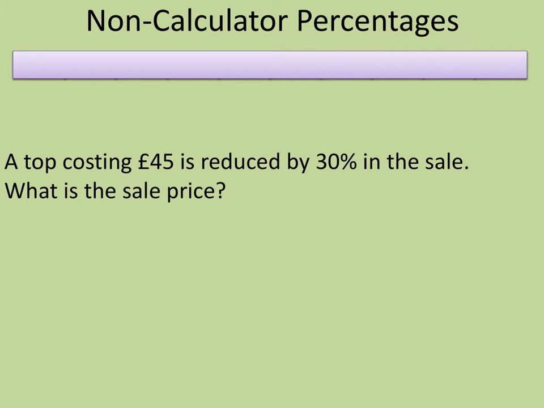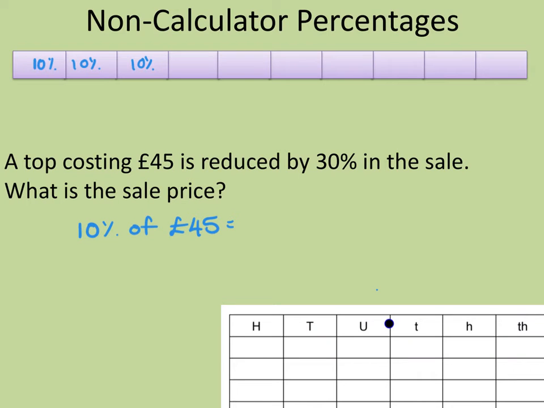Okay, next question. A top costing £45 is reduced by 30% in the sale. So what is its sale price? Again, remember, this whole bar represents 100%, and this whole bar represents the whole price of the top, which is £45. Now remember, this bar can be chopped into 10 pieces, where each piece is 10%. So that's what we're going to work out first: 10% of £45. Again, I've introduced this table to help us. The 4 will go into the tens column, and the 5 will go into the units column. When we divide by 10, we move each digit back one box. So our answer will be 4.5.